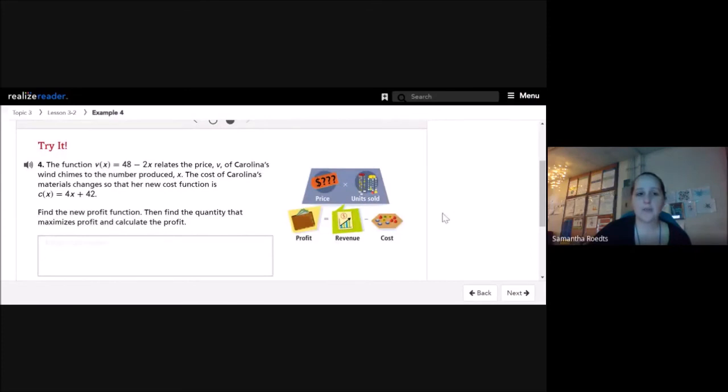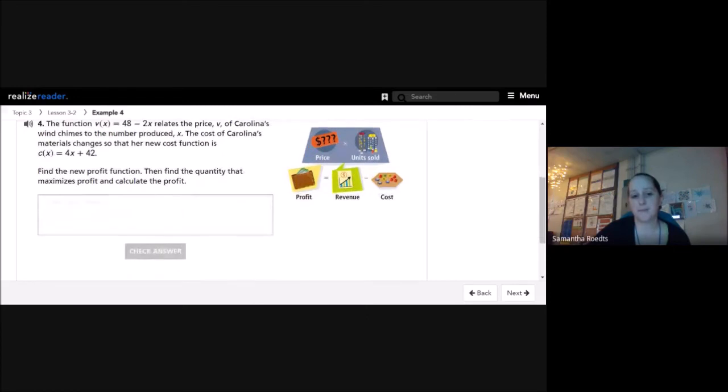All right, so let's try it out. The function v of x equals 48 minus 2x relates the price v of Carolina's wind chimes to the number produced x. The cost of Carolina's materials changes so that her new cost function is c of x equals 4x plus 42. Find the new profit function, then find the quantity that maximizes profit and calculate the profit.